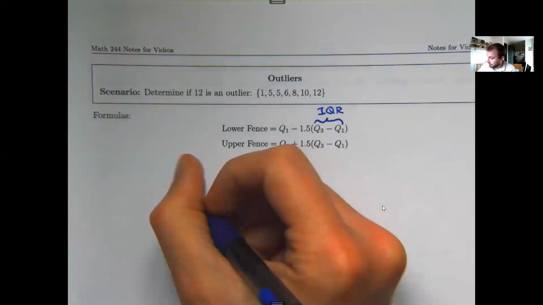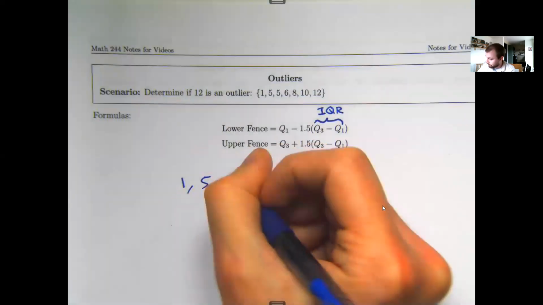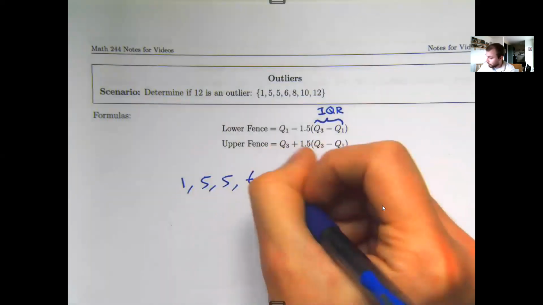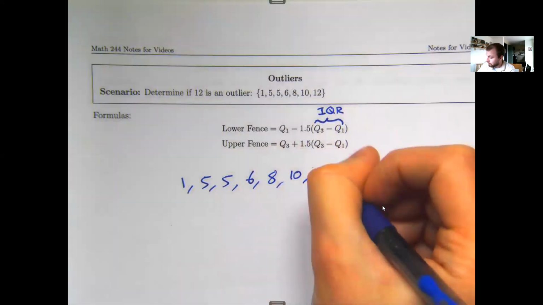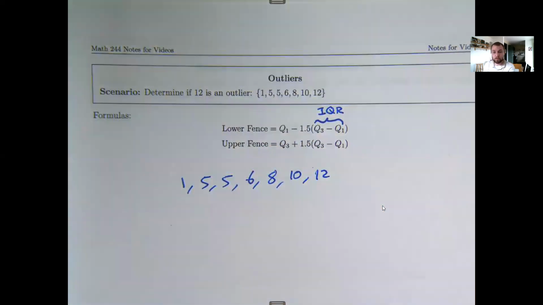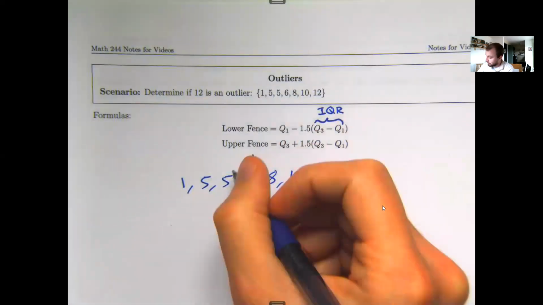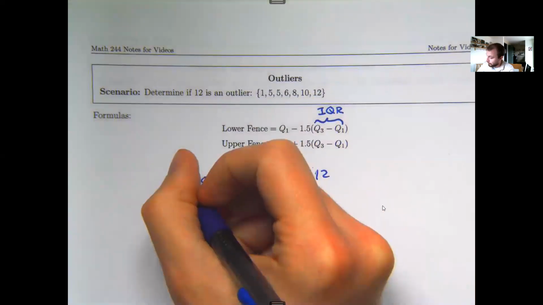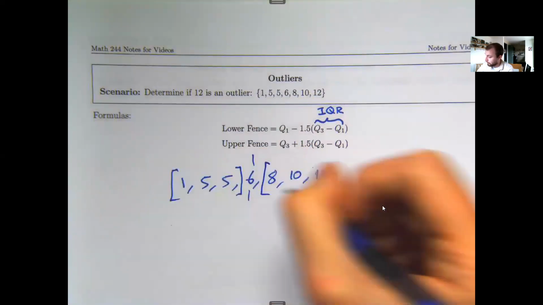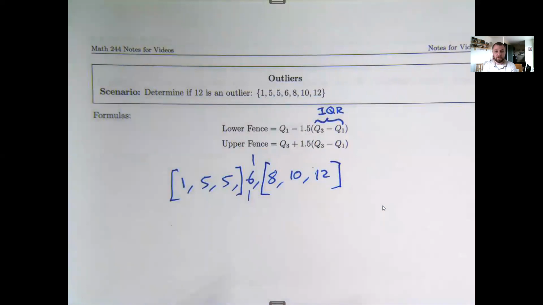For this data set, I'm going to quickly find my first and third quartile marks. I have 7 numbers, so 7 divided by 2 is 3 with a remainder of 1. Splitting this in half, 6 is my median, and my lower half of numbers is 1, 5, and 5. My upper half of numbers is 8, 10, and 12.